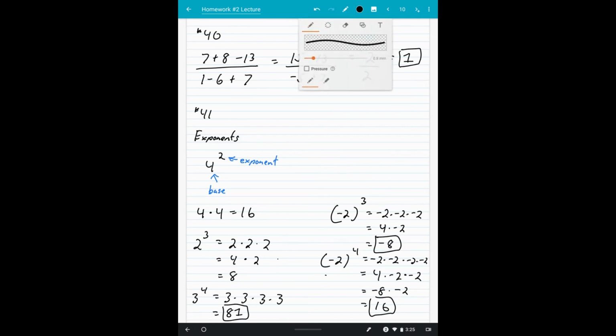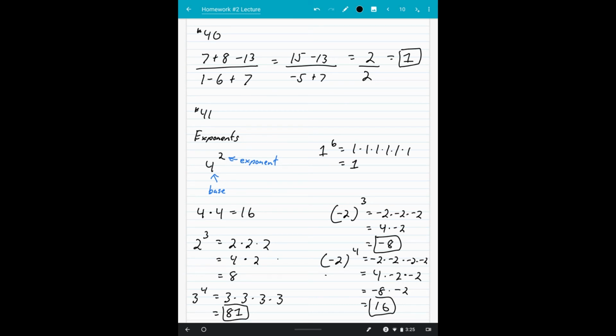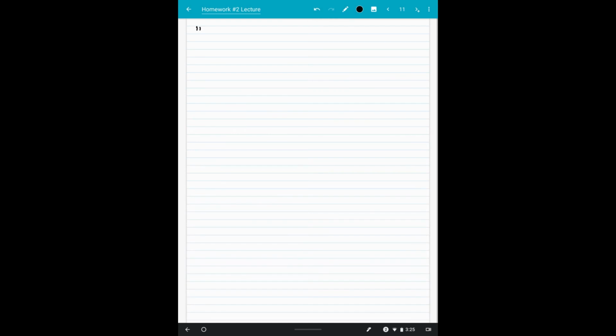What if I have 1 to the sixth power? Well, remember that's 1 times 1 times 1 times 1 times 1 times 1. Well, 1 times itself, no matter how many times, is going to end up being 1. So let's go back and do number 41.